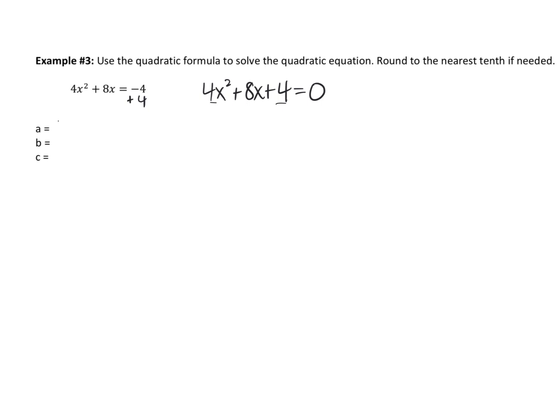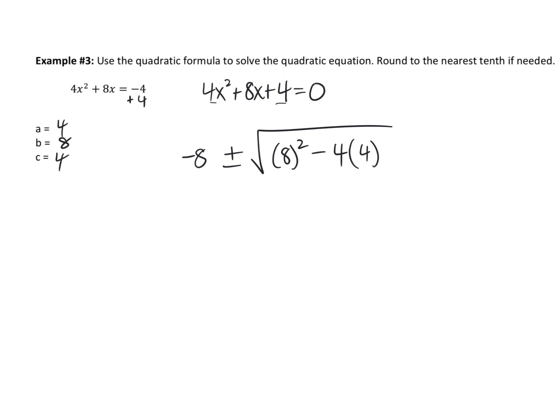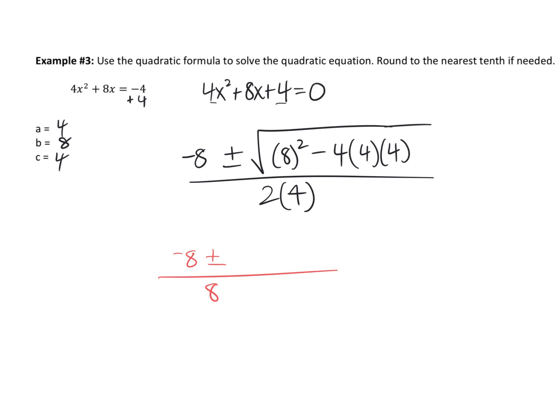So my a value is 4, my b value is 8, and my c value is 4. Got some 4s and some 8s. So my formula is negative b, so I'll write negative 8 plus or minus the square root, b squared, 8 squared, minus 4 times a times c, lots of 4s, all over 2 times a. All right, so now, again, you should have already worked this out. I get negative 8 plus or minus, I'll put 8 on the bottom. Okay, inside here, 8 squared is 64 minus 4 times 4 times 4 is also 64, all over 8.